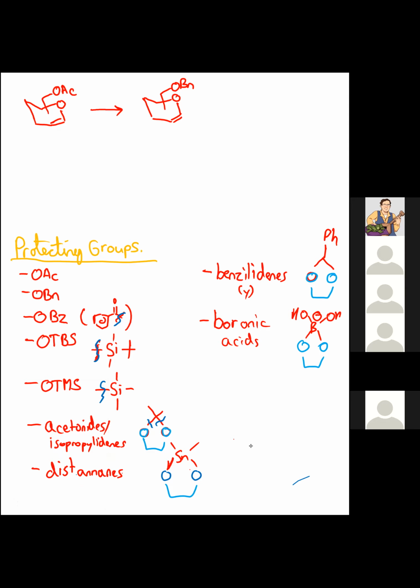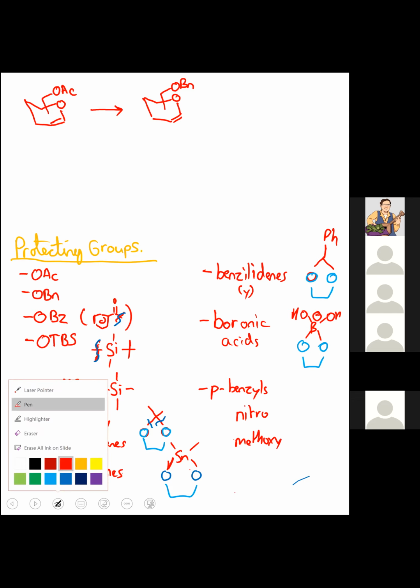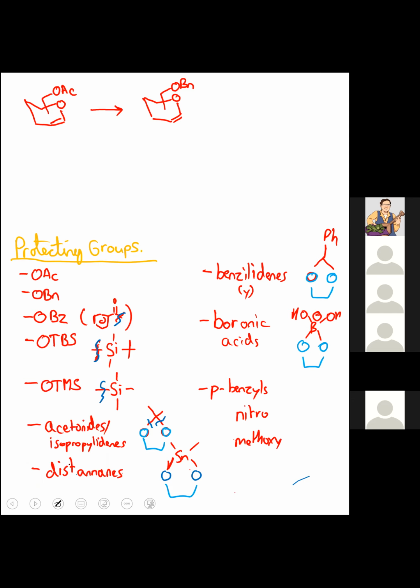And some of my favorites, para-benzyls. And there's 2 of them. They're kind of a matched pair. We've got the nitro, and we have the methoxy. And you can make benzylidenes or benzyl protecting groups out of both. There are tons more. These are what I think we can do everything you would ever need to do in this class and more with these.